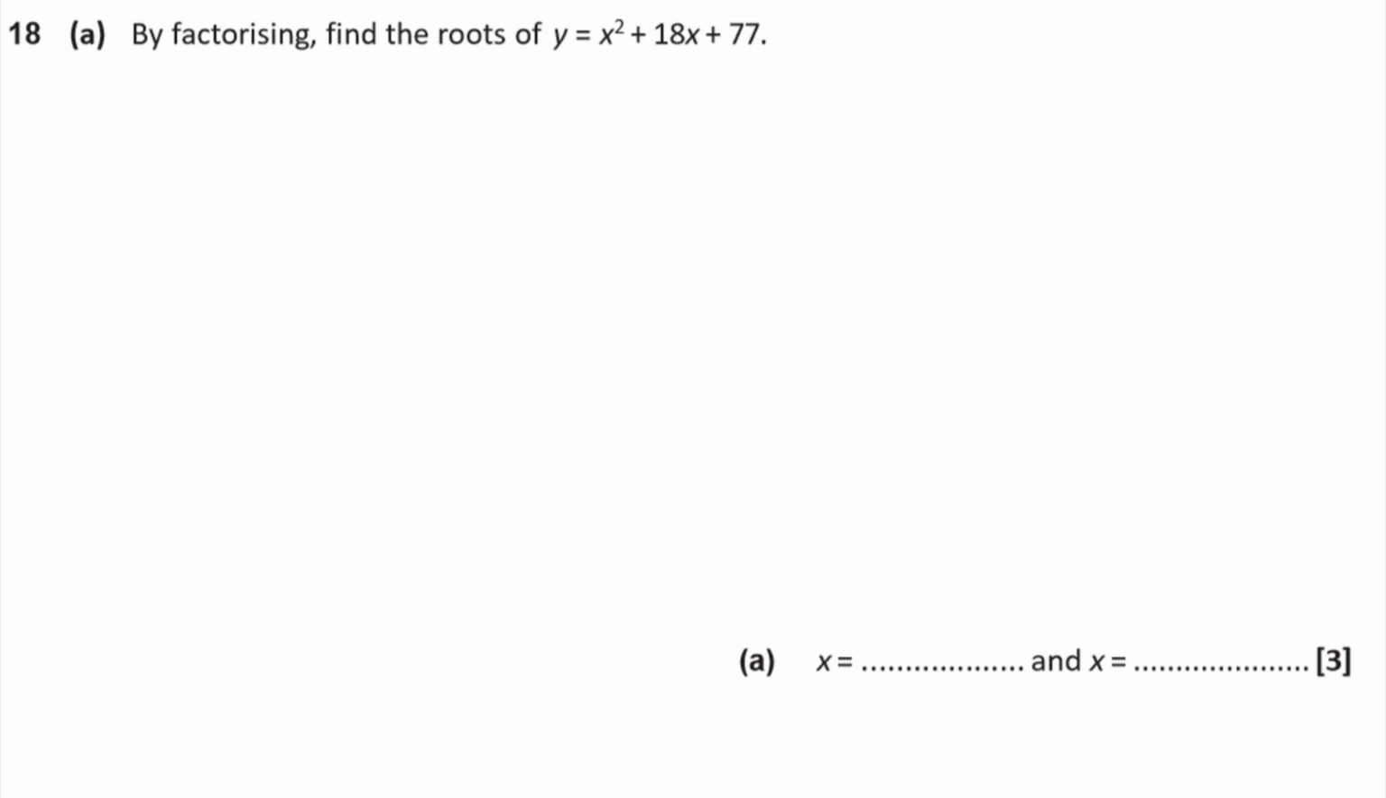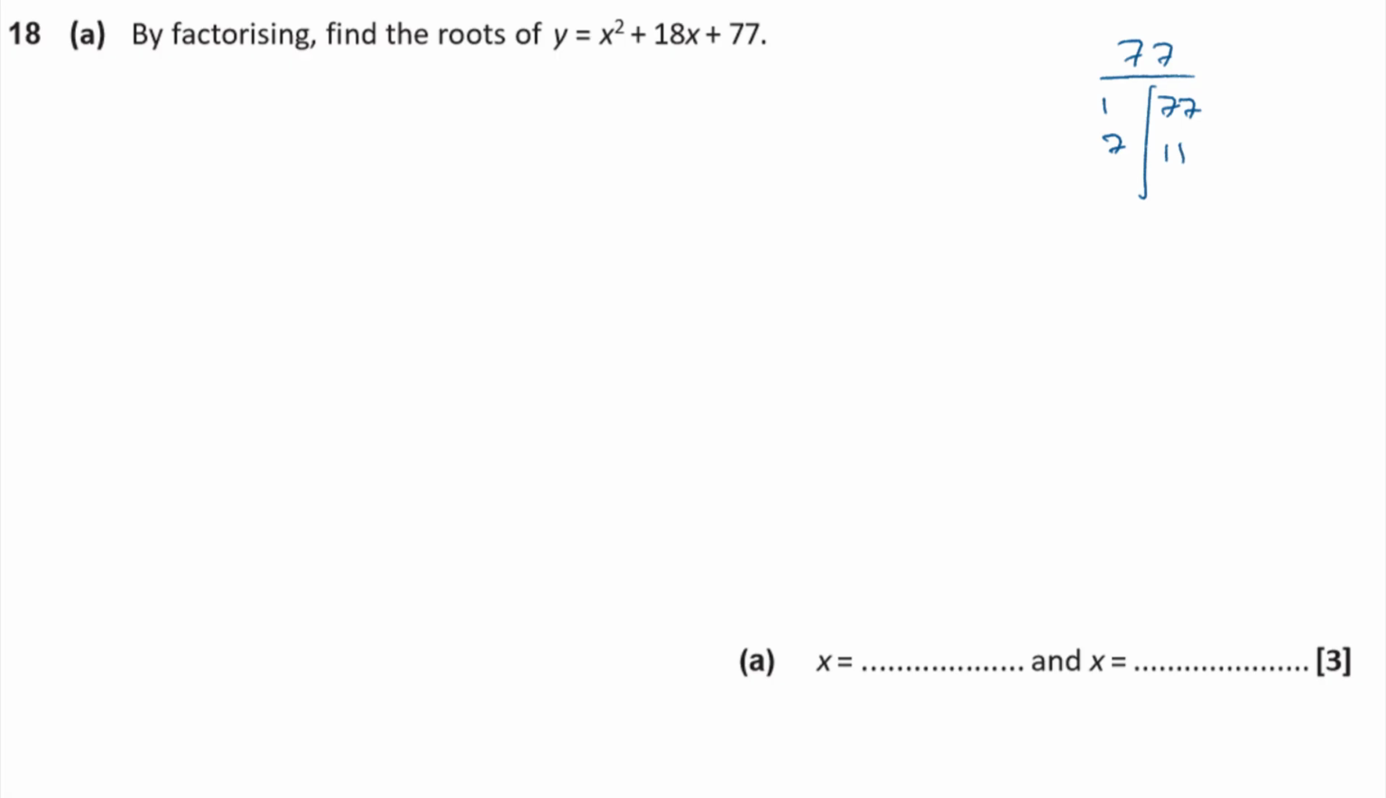Question 18a. By factorising, find the roots of y equals x squared plus 18x plus 77. So I need to factorise using factors of 77. What are they then? Let's see if we can work out some factor pairs of 77. So we've got 1 and 77. What other numbers go into 77? I suppose 7 does. 7 and 11. Is that it? I can't think of any more.